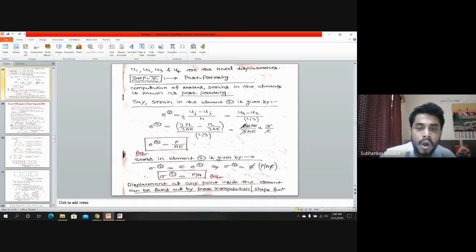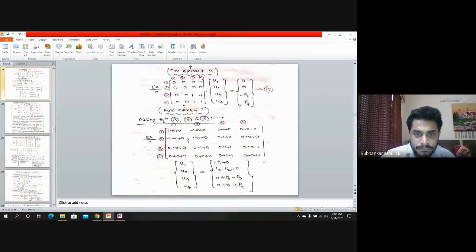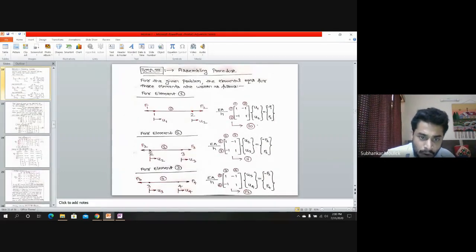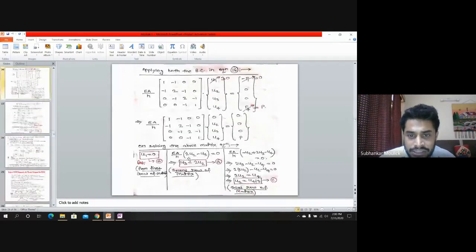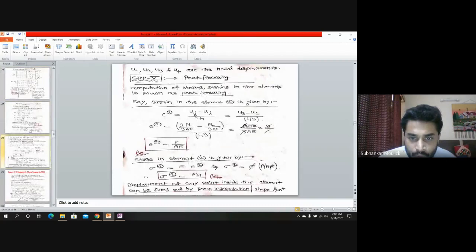How can I find out? Already I know that epsilon is equal to uj minus ui by h. If I write the value of strain for element number 2, the ith node is 2, the jth node is 3. So in place of uj it will be u3, in place of i it will be 2. So u3 minus u2 divided by h. H is L by 3. Solve this expression, you will get the value of strain in the second element.